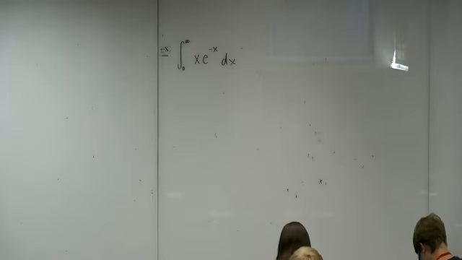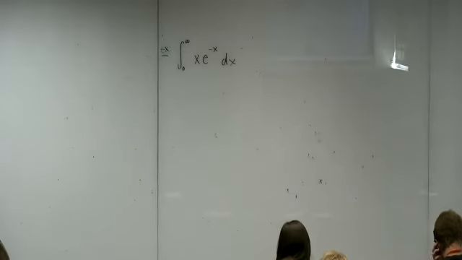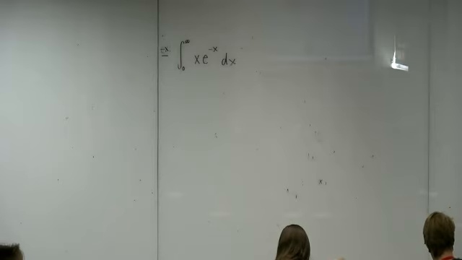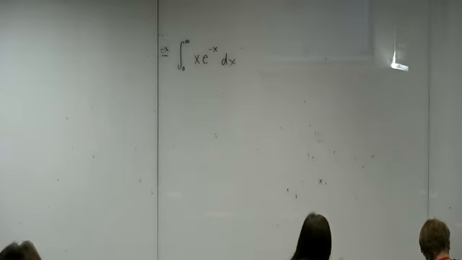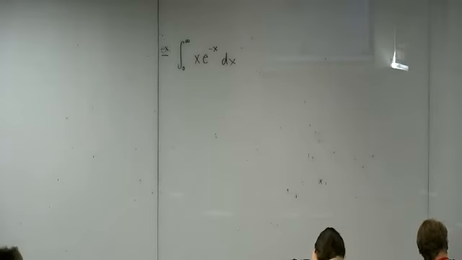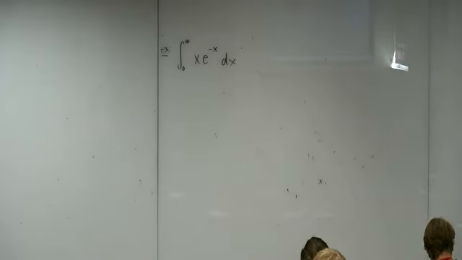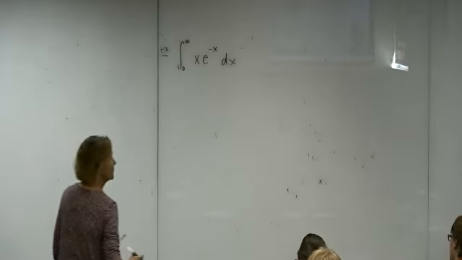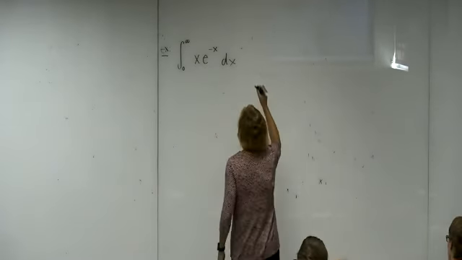Okay, what are your thoughts about this one? I've got x times e to the negative x, and I'm integrating from 0 to infinity. So the 0 part's okay. E to the minus x is continuous, the product of these two continuous functions is continuous. It's the upper limit that makes this improper. We need to do an integration by parts. You are gonna have to do an integration by parts.